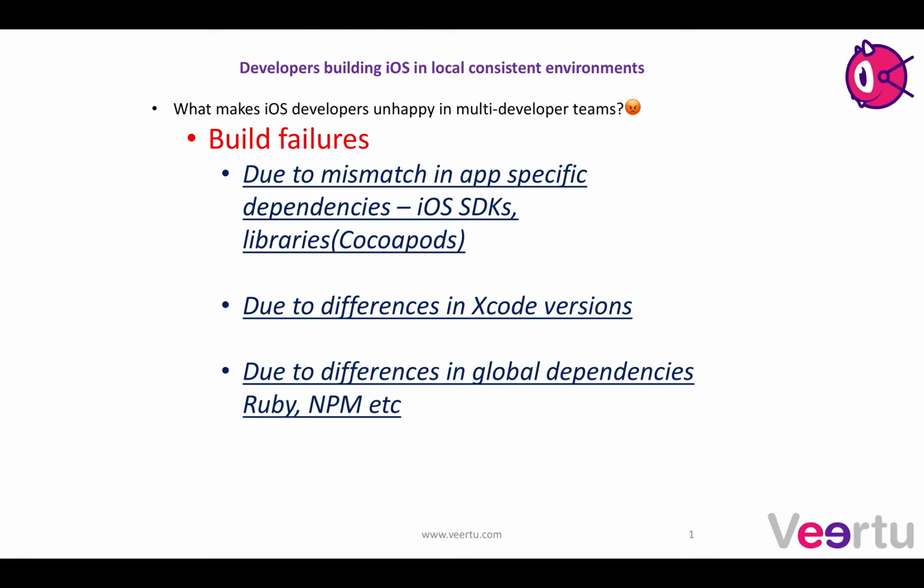This is a quick intro to Anka Run, a solution for developing iOS applications in local, consistent environments. One of the most frequently seen issues impacting iOS developer productivity, when they are part of a team working on multiple iOS projects, is when their code commits fail in builds.